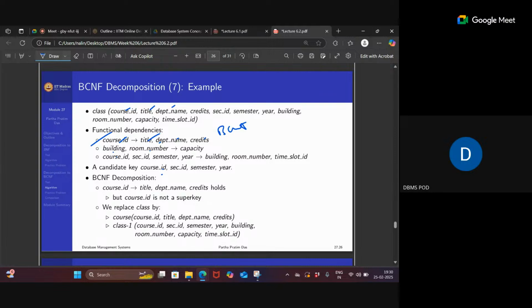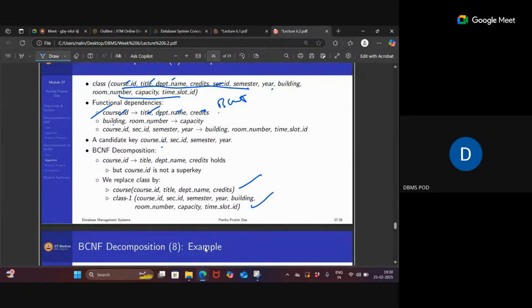So what is our B? Title, department name, credits minus course ID. If we do that, then we'll get title, department name, credits. So out of all the attributes of our relation, if we remove title, department name, credits, then what will we be left with? We'll be left with course ID, section ID, semester, year, building, room number, capacity, time slot. So our relation R1 will be this one, and the other relation R2 will be this one.